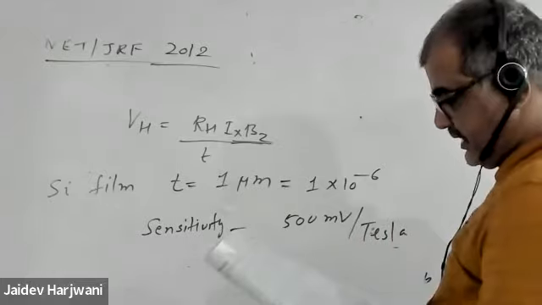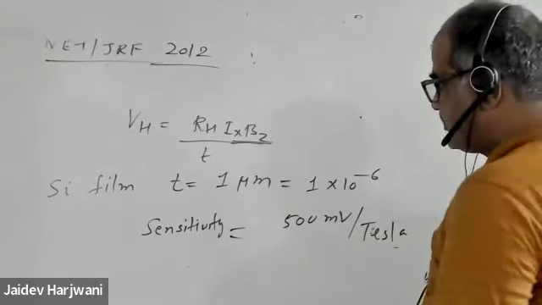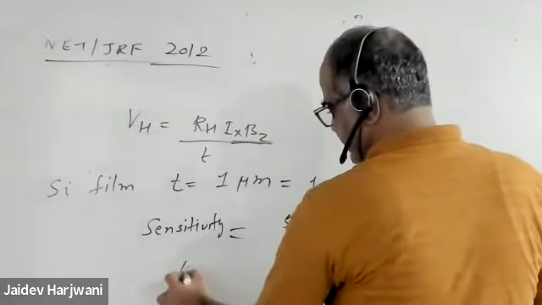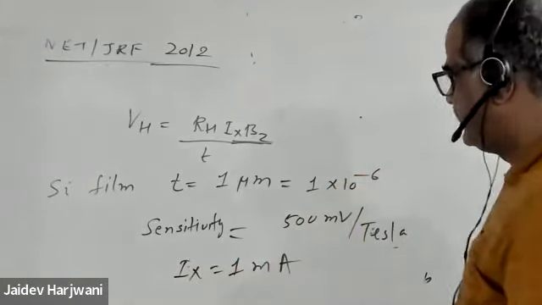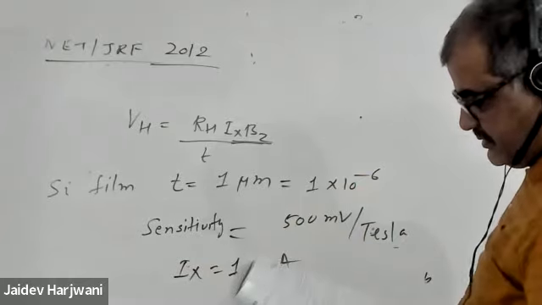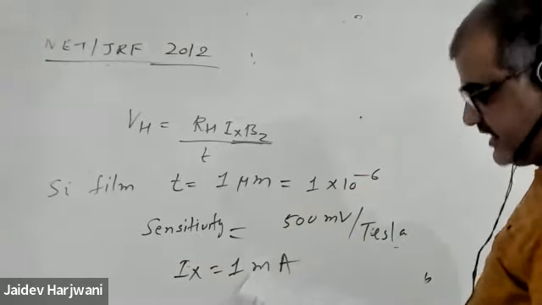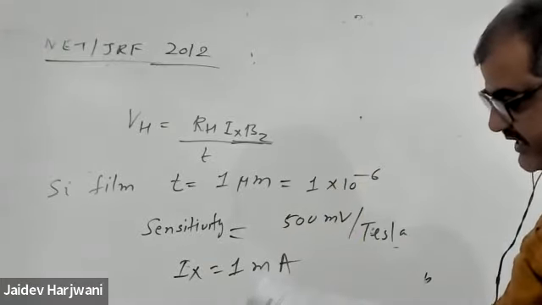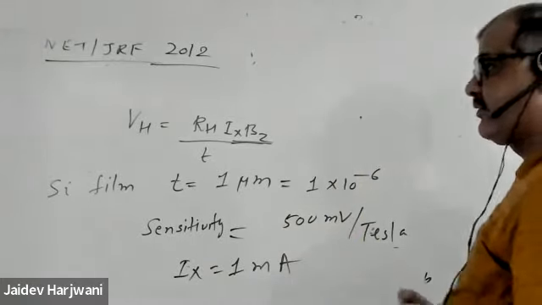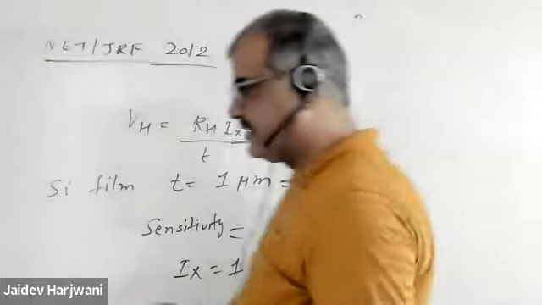And a current is flowing. The current flowing in the sample is equal to 1 milliampere. So what they are asking is the average carrier density. Calculate the average carrier density.